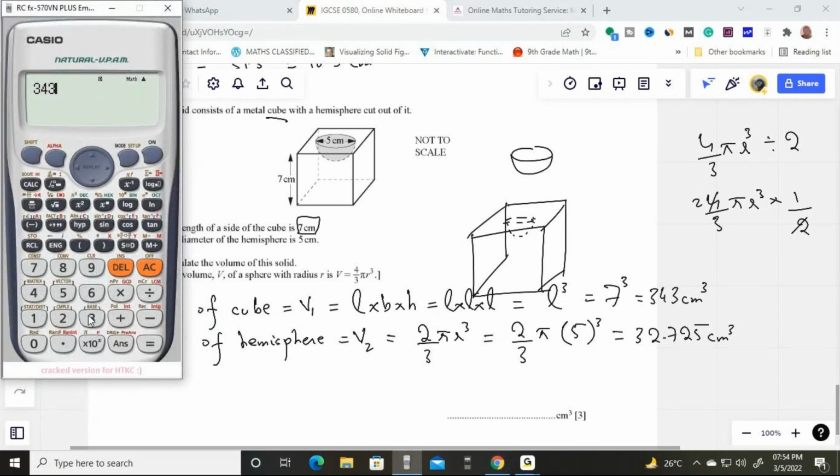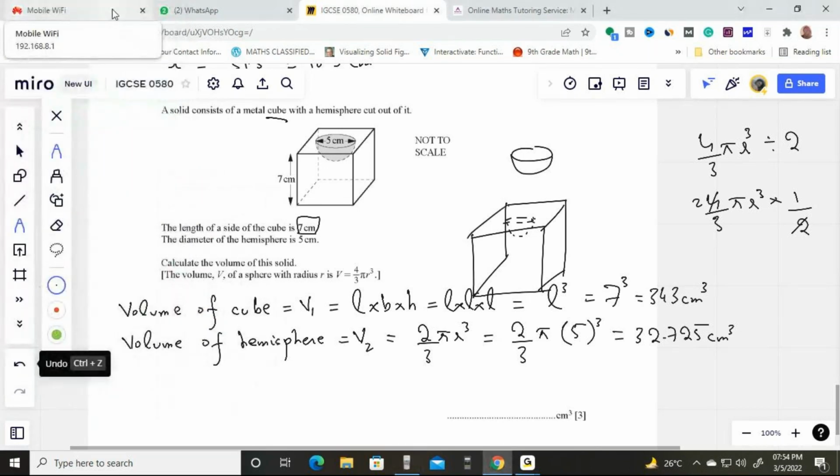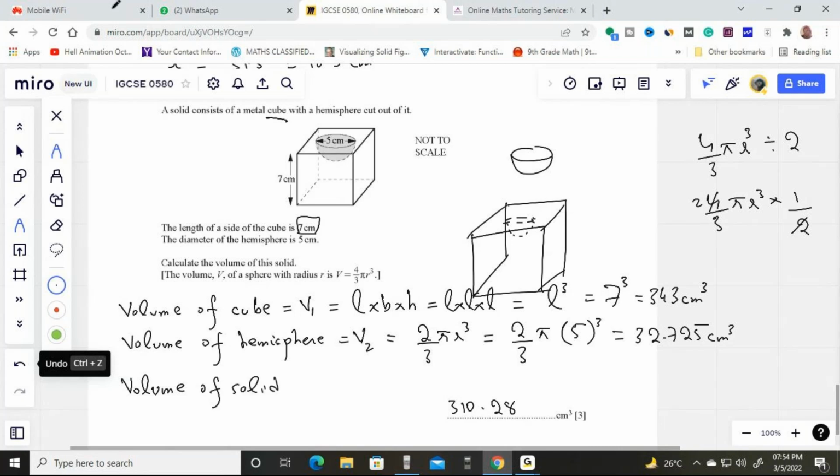343 minus this answer is 310.28 centimeter cube. So the volume of the solid is V1 minus V2, which is 343 minus 32.725, and it is giving you this answer. That's how you do it. I hope it's clear.